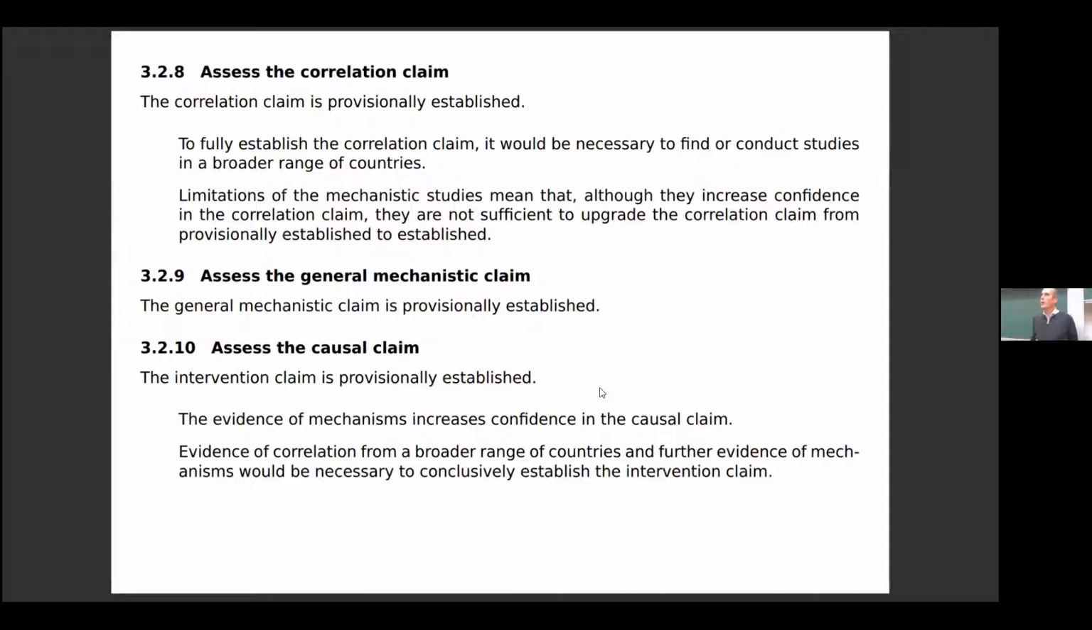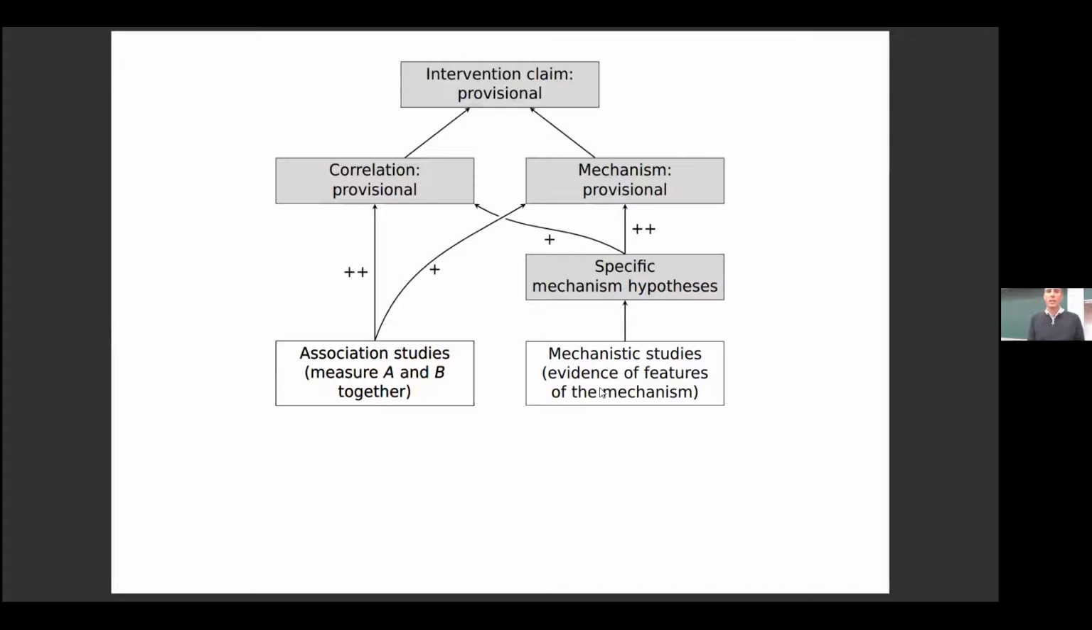So then we come to our final evaluation of the intervention claim. We'd say the correlation claim is provisionally established. The mechanistic evidence provides some further support, but not quite enough to fully establish the correlation claim. The general mechanistic claim is also provisionally established. And finally, the causal claim itself, the intervention claim, is provisionally established. So here the picture looks like this.